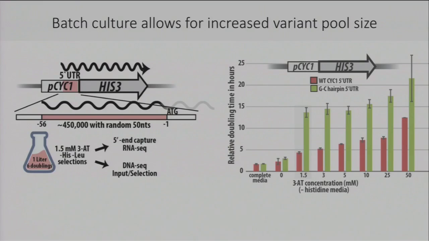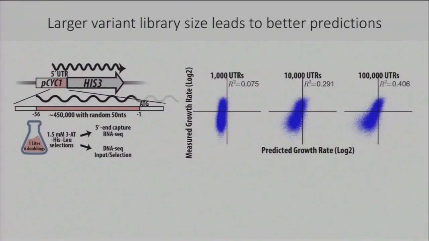So we sequence at the beginning and the end, and the difference in the proportion of sequences for any given part of our library tells us the fitness, how well that grew in competition, which is a readout of the translation of history. The reason we need such a large library is if we model these UTRs based on only 1,000 UTRs, this is our predicted growth rate from modeling versus the actual growth rate. With 1,000 UTRs, we have really poor ability to predict, and it increasingly gets better as we add more and more UTRs.